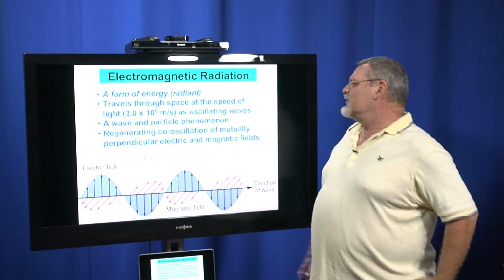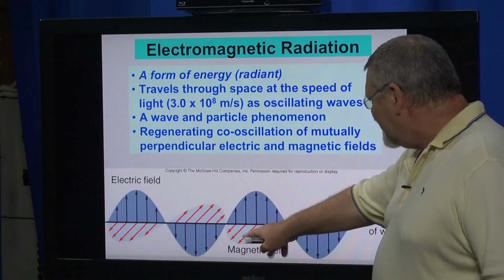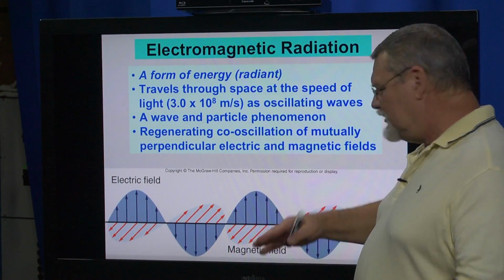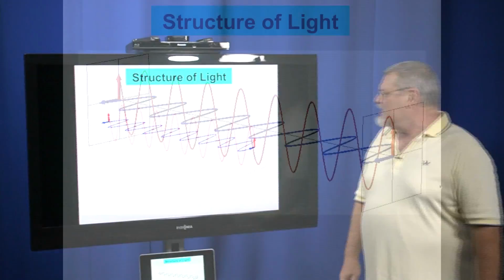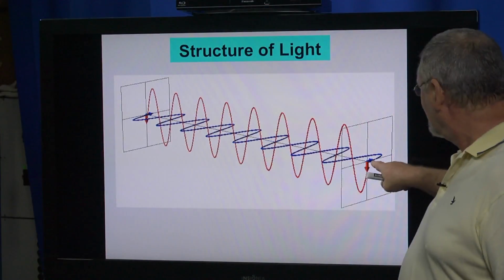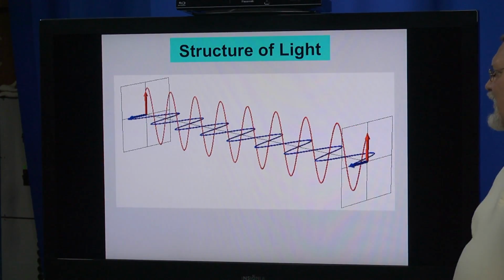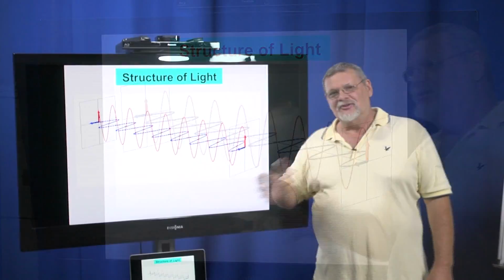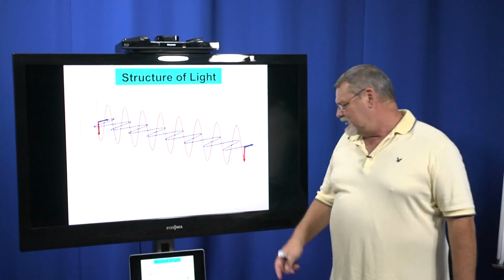It's a regenerating co-oscillation of mutually perpendicular electric and magnetic fields. I know that's a mouthful and it doesn't really matter, but in the wave we have a magnetic field and an electric field, and they're mutually perpendicular and oscillating back and forth. I have an animation here showing a card placed at one end, and as the wave moves along you can see the electric wave increasing and the magnetic wave increasing and then decreasing to 0. Now that I've shown you that, I'm just going to draw one wave from now on. I don't really need the two waves, and we don't need to concern ourselves with that part of it.